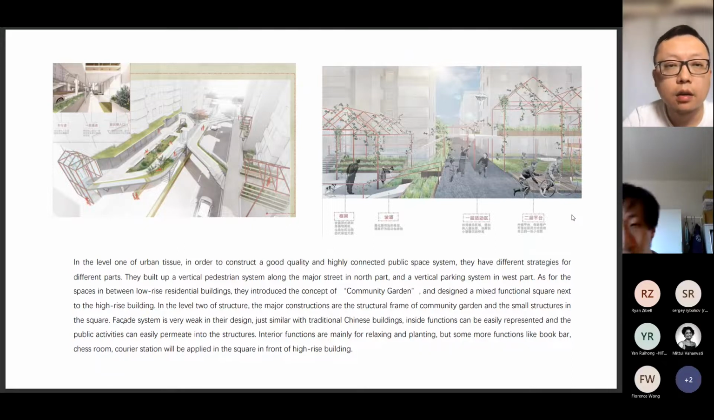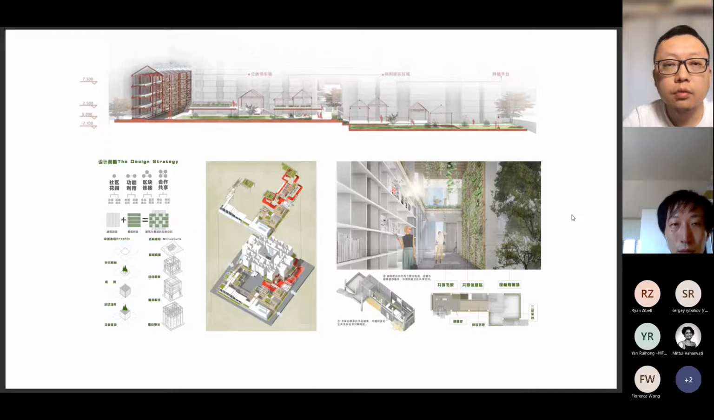Next slide, please. This is some perspective and design diagram of their strategy. You can see the section on the top of the slide is the public space system along the major street, and they are a kind of transitional space system, a sequence of spaces from the major street to the inside of the neighborhood. Next slide, please.